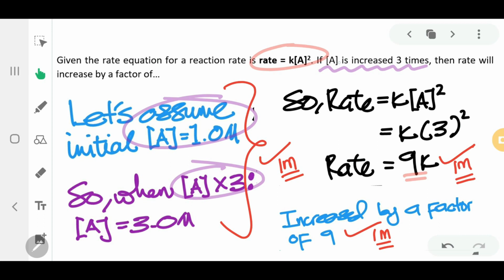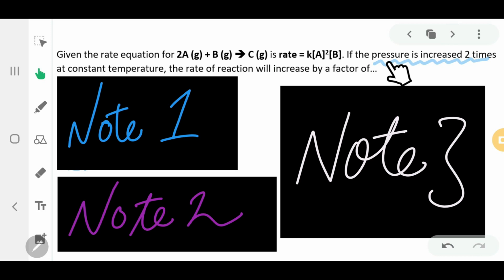This one is quite similar to what we have over here. But in that question, it gives you concentration increased 3 times. So that's why you can do this. But this time you have pressure being increased 2 times. I have given you 3 notes over here. These are very important notes, although they do not have any mark, but the notes will be very important to help you to understand what's going on.